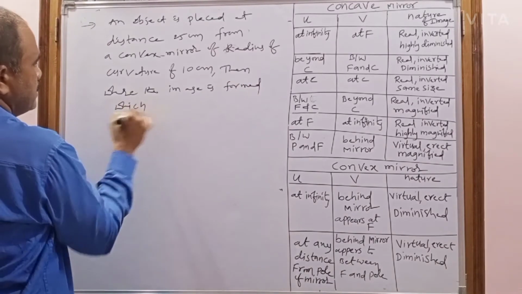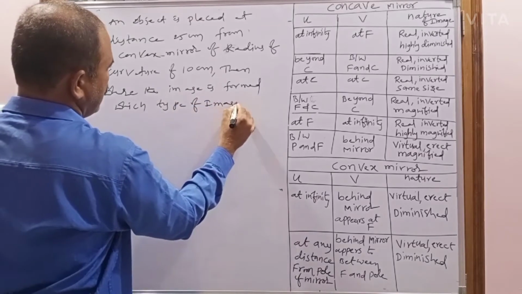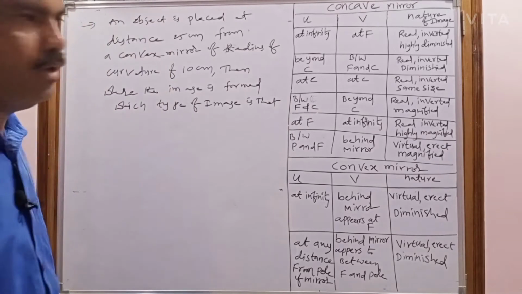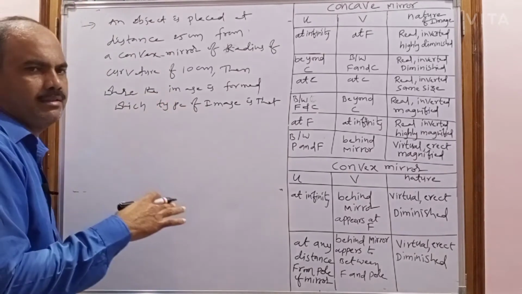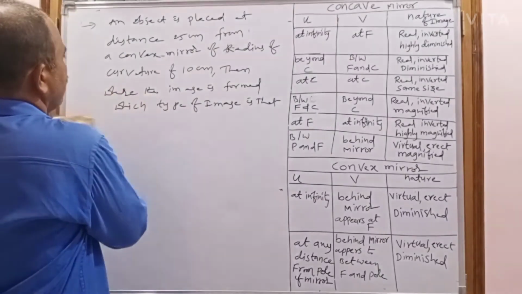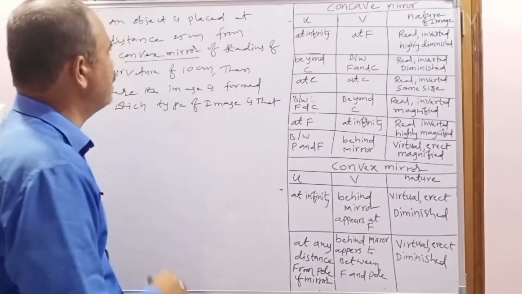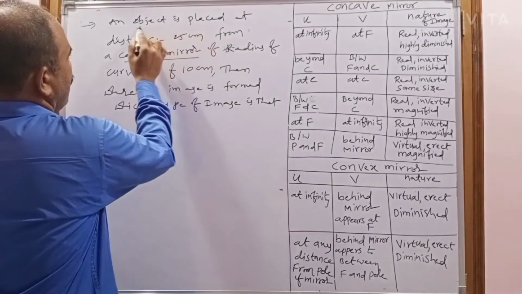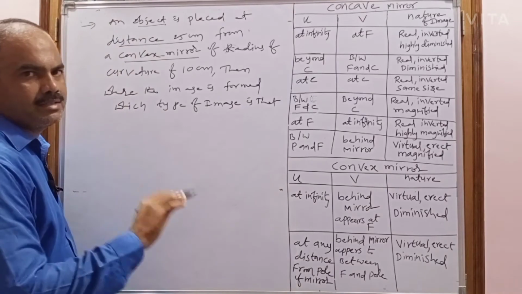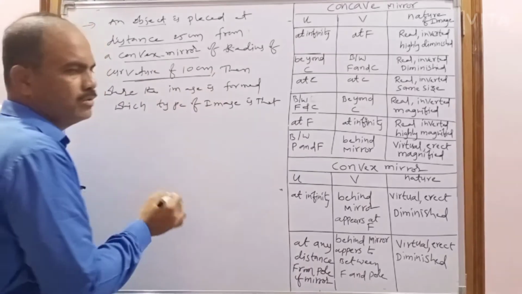Which type of image is that? You have to guess. So how can you guess? First of all, check whether it is a concave mirror problem or a convex mirror problem. It is a convex mirror. And check whether the object distance or the image distance is given. Here, the object distance is given. Next, whether the radius of curvature or the focal length is given. Here, the radius of curvature is given.